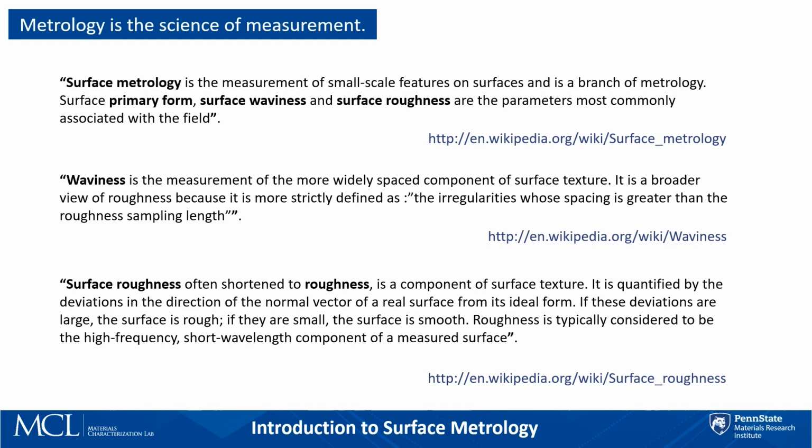Surface metrology is the measurement of the small-scale features on surfaces. These small-scale features can be broken up into primary form, surface waviness, and surface roughness. The waviness is considered the more widely spaced components, or the lower frequency components, of the surface texture. Surface roughness, often shortened to roughness, is the higher frequency component of the surface texture, or the smaller features that make up our surface texture.